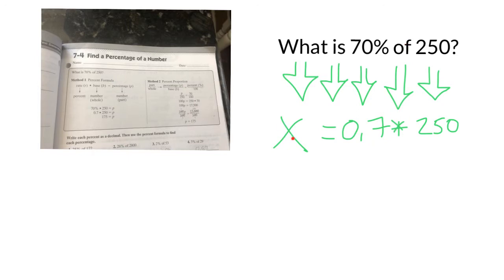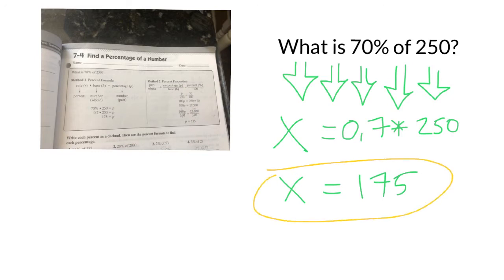So if we want to find out what x is, which is what we want to do, you just multiply 0.7 times 250, and that would give you 175. Boom. So in other words, 175 is 70% of 250. The fact that 175 is less than 250 makes total sense because if something is only 70% of some larger number, well, yeah, it's going to be smaller. Okay, so that's the direct translation method.